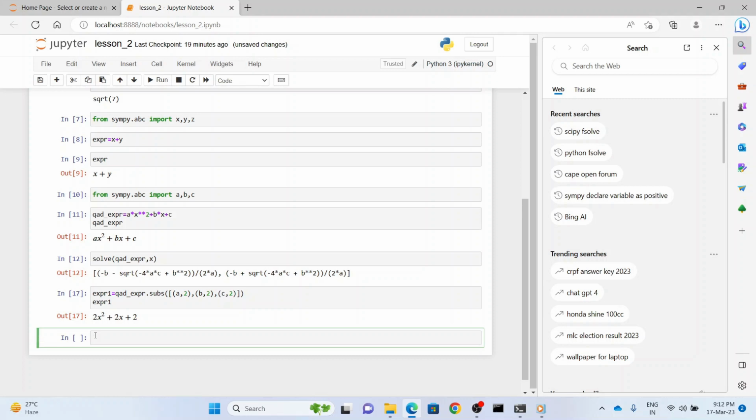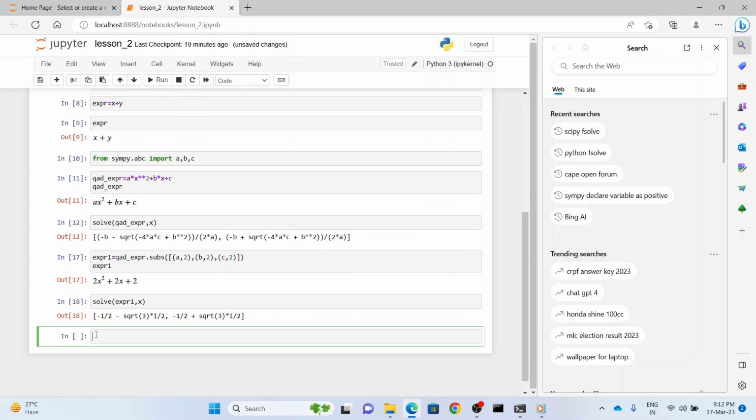Now, if we want to find the roots of this equation, we write solve expr1 comma x. So there we have the roots of the equation in a symbolic manner. If you want to find the value of these roots, what do we do? We already can see here it has I in it. I means it is imaginary. So what we do is we write complex.